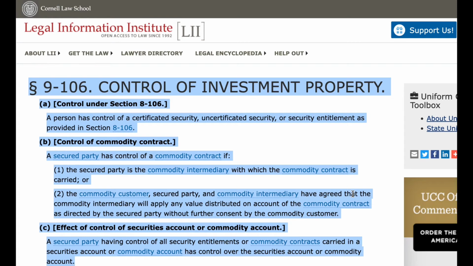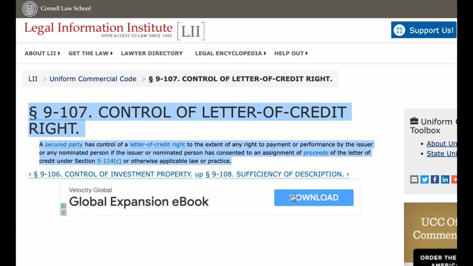C. Effect of control of securities account or commodity account. A secured party having control of all security entitlements or commodity contracts carried in a securities account or commodity account has control over the securities account or commodity account. Paragraph 9-107. Control of letter of credit right. A secured party has control of a letter of credit right to the extent of any right to payment or performance by the issuer or any nominated person if the issuer or nominated person has consented to an assignment of proceeds of the letter of credit under Section 5-114(c) or otherwise applicable law or practice.